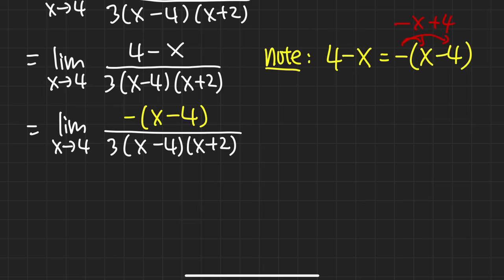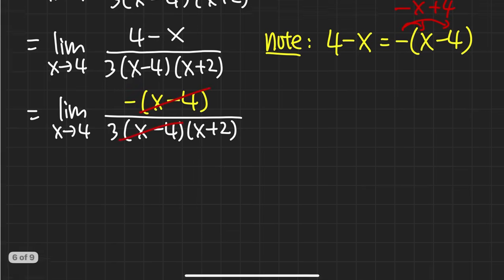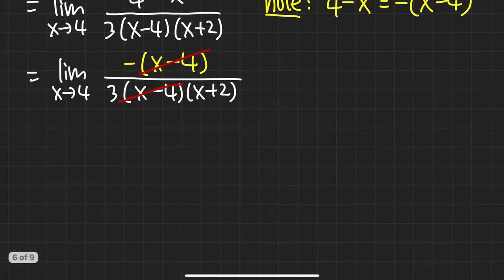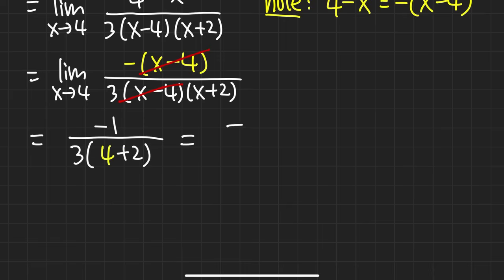Now what can we cancel? Yes, we can cancel the x minus 4 as I told you earlier, right? Now let's just go ahead and plug in 4 into the remaining x. So we have negative 1 on the top over 3 times, we want the 4 to be right here, and then plus 2. So that's negative 1 over 3 times 6, which is 18. And that is going to be it. That's the answer.